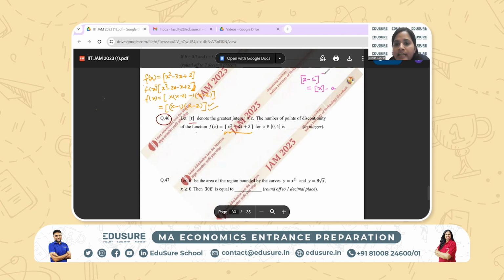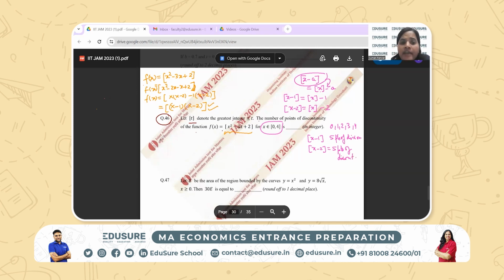Now, it means that this function will have the same number of discontinuities as this function. So [x − 1] is equal to [x] − 1, and [x − 2] is equal to [x] − 2. On the interval 0 to 4, there are 5 integer points: 0, 1, 2, 3, 4. So [x − 1] will have 5 points of discontinuity. Similarly, [x − 2] will have 5 points of discontinuity.